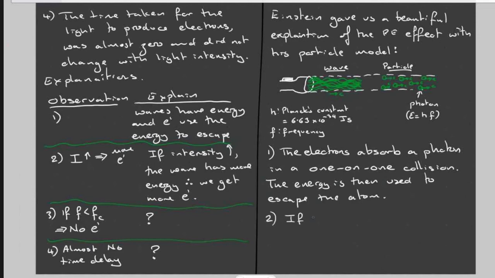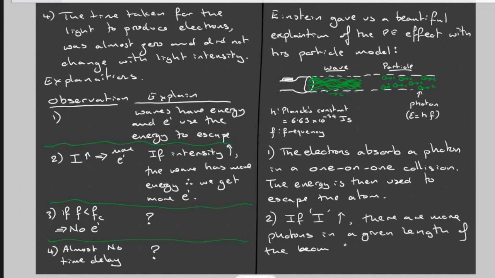Point two, if I increases, I'm going to use my up arrow for increases, there are more photons in a given length of the beam. Therefore, more electrons can be emitted, because basically the maximum amount of electrons that you're going to get out is if it's kind of like one-on-one and all those photons just get absorbed. In reality, of course, all the photons won't get absorbed. But the idea is if you've got more photons there, there's more electrons that can absorb them and you'll get more electrons out.